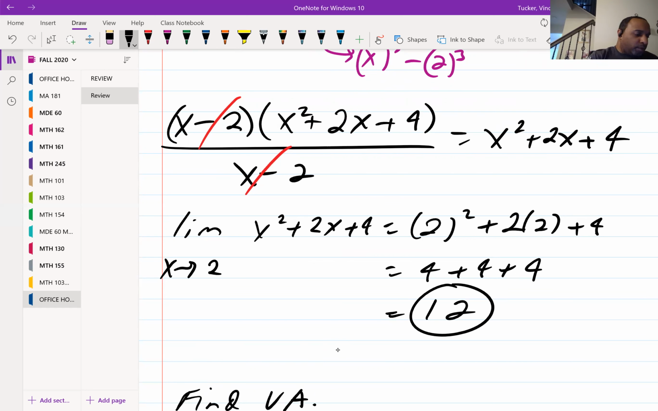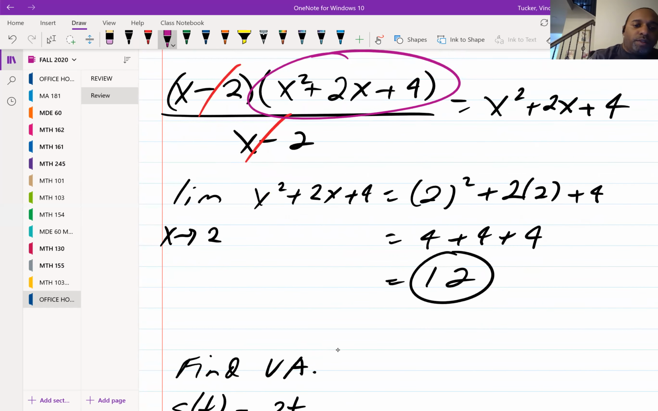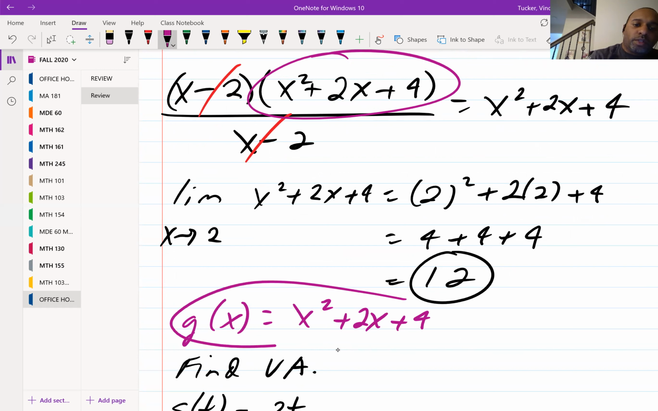And then it says write a simpler function that agrees with the given function at all but one point. So basically, you're talking about this right here. So g of x is equal to x squared plus 2x plus 4. So it's that second part.